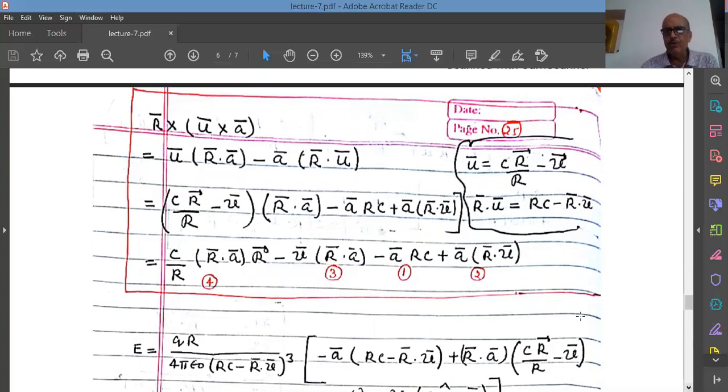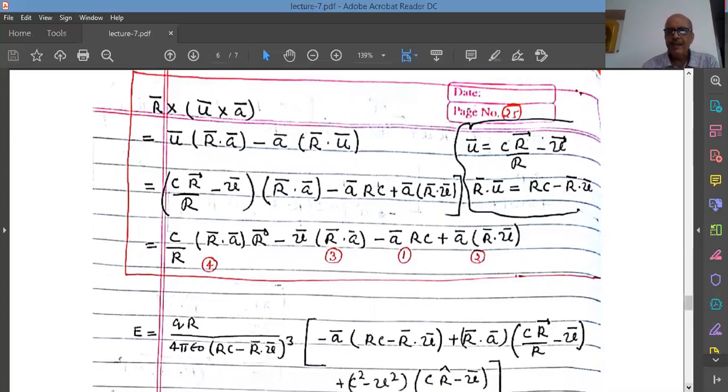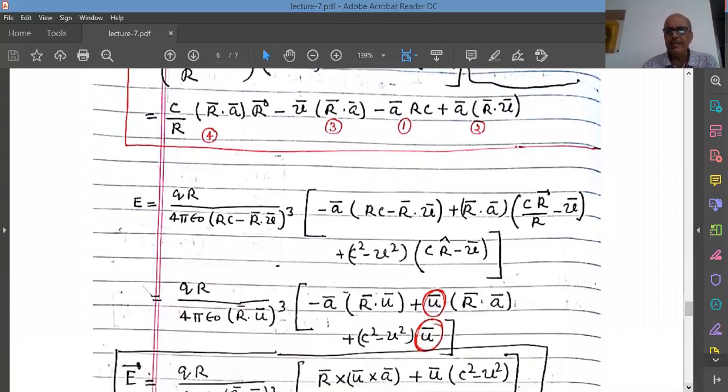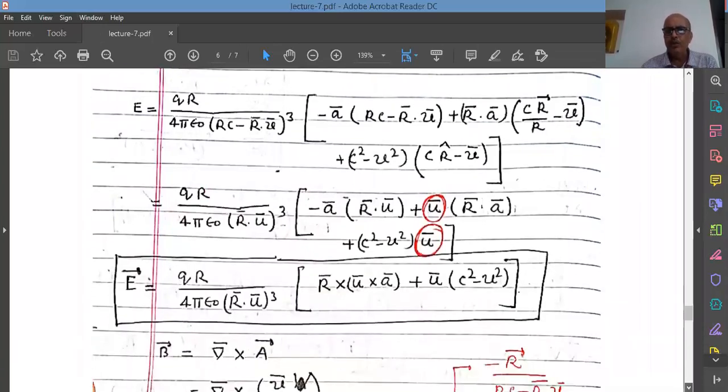So I will suggest you not to follow this method, that means verifying after expanding the cross product. It's better that you work out directly and club the two terms together, BAC minus CAB, as A cross B cross C, and you will be able to write down the value of the electric field E to be equal to qR upon 4 pi epsilon 0 (R dot U) whole cube.